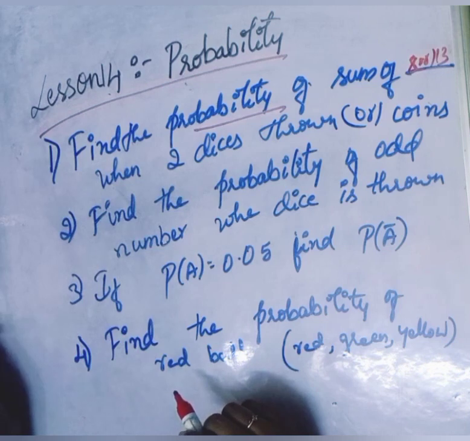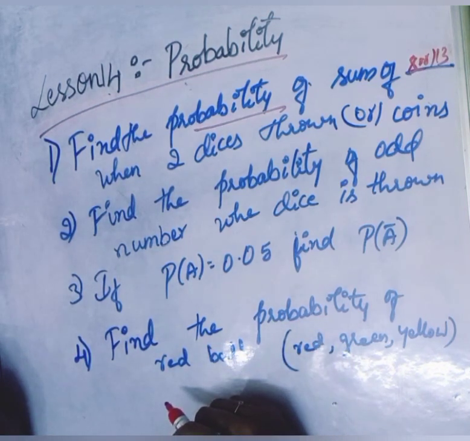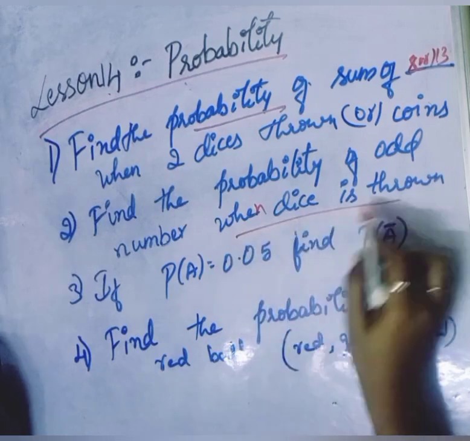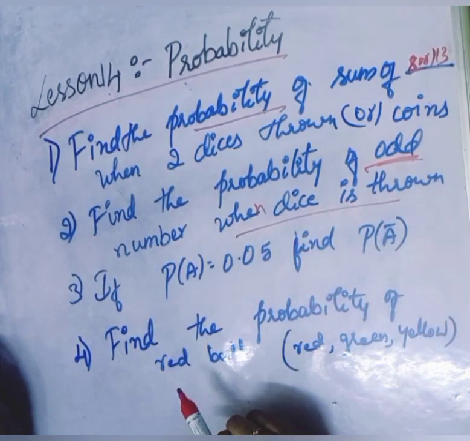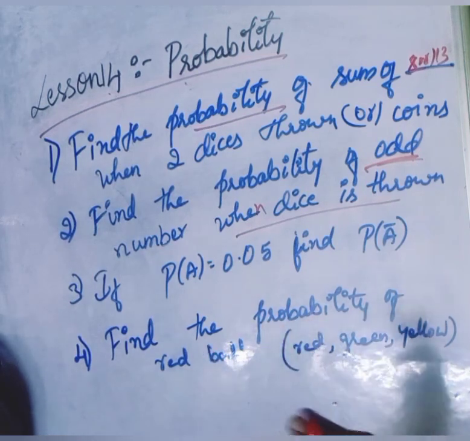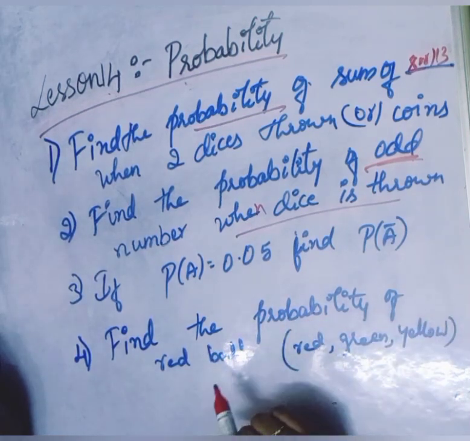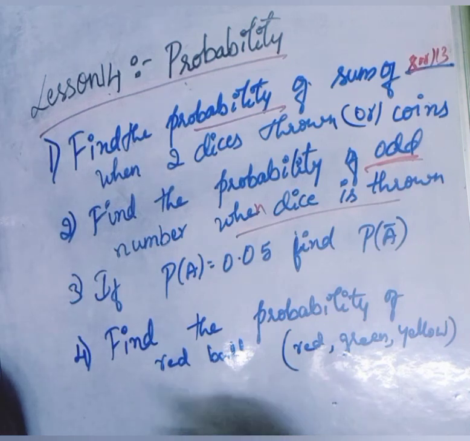Otherwise, instead of that they may give coins also. You are throwing 2 coins, so when will you get heads and tails continuously, like that type also they may ask. Next one, find the probability of odd numbers when a dice is thrown. Each die has 6 sides, so what are the odd numbers you will get? 1, 3, 5. Instead of that they may ask square numbers also.